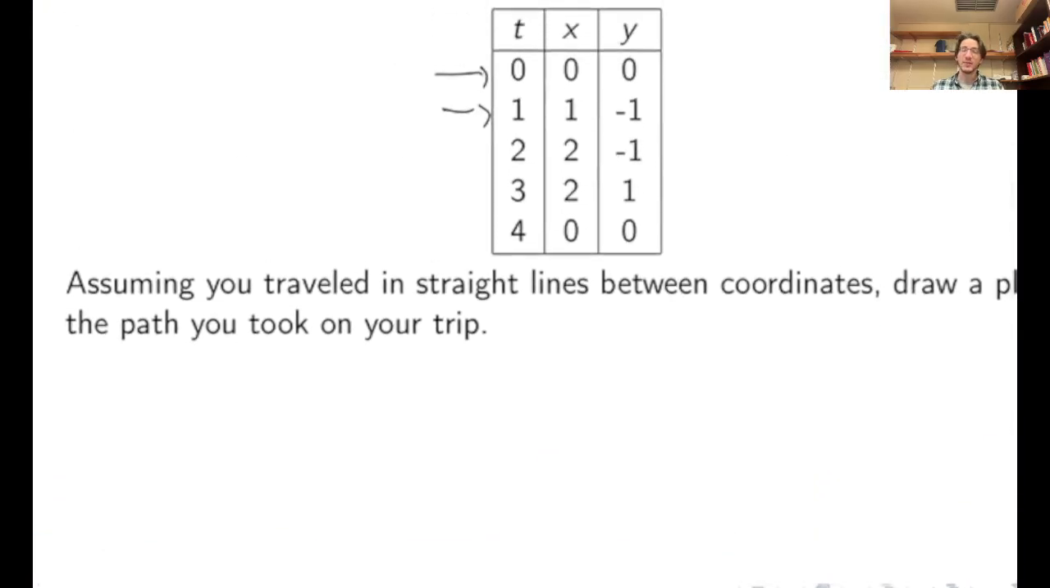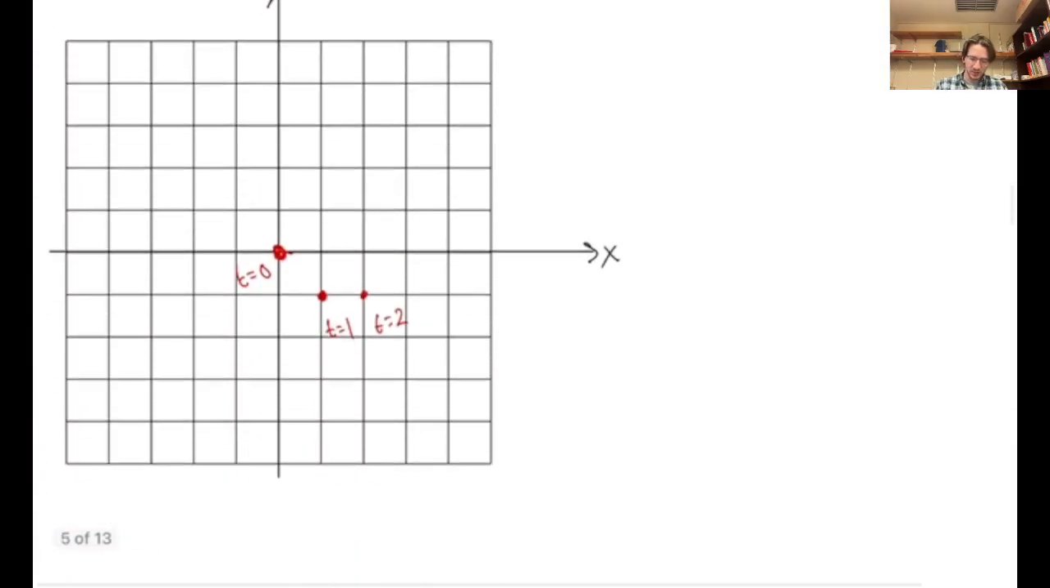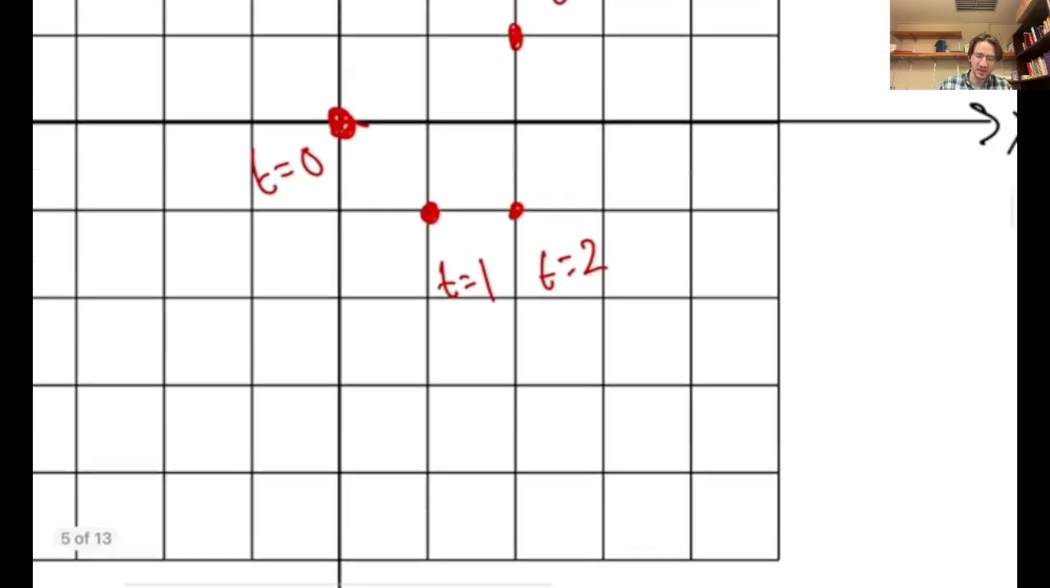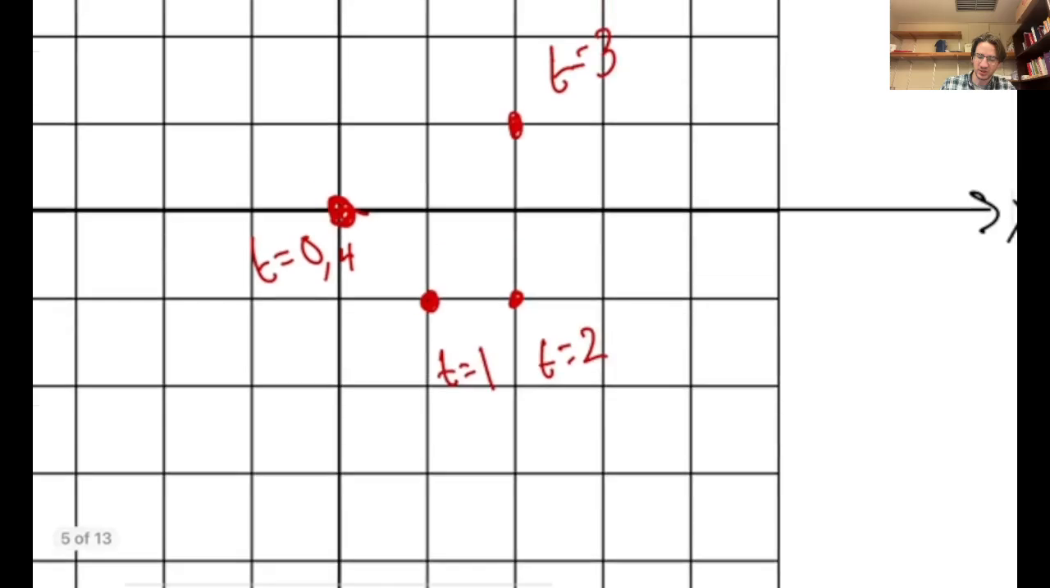At time t equals 3, I'm at (2, 1). So that is this point right here. This is where I'm at t equals 3. And then at time t equals 4, I arrive back at my house, if you want, at the origin. And so I'll say at t equals 0 and 4, I'm at that point. So if I want to plot the graph of my position at any time t, assuming that I traveled in straight line paths between these points, we get something that looks like this.